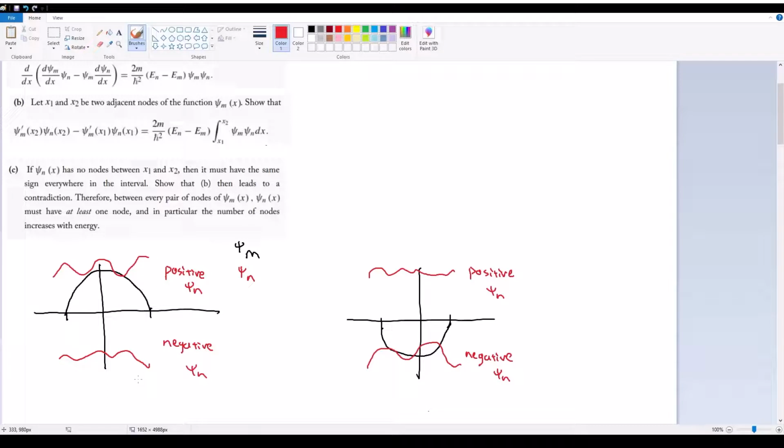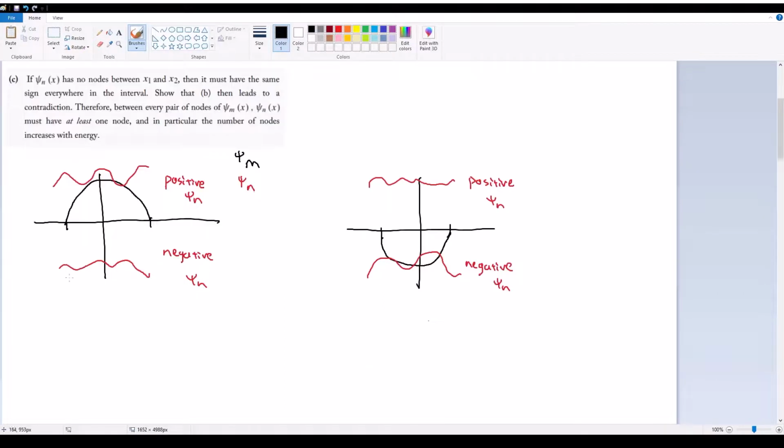So once again, we're considering the case where ψn doesn't have a node between the two nodes of ψm. That means ψn doesn't have a zero crossing. It does not cross the x-axis, so it just stays above and looks something like this. So these are four different possibilities. So let's look at case 1.